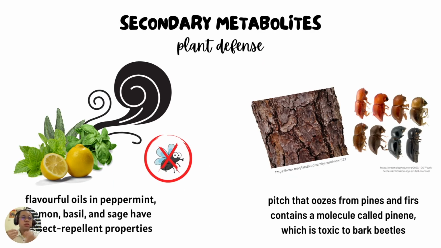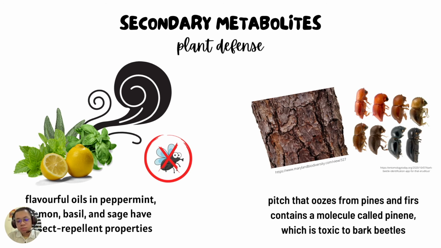Now, we have these secondary metabolites, or the plant defense. These are very interesting because it's like a superpower of the plants. So we have these flavorful oils that are found in peppermint, lemon, basil, and sage. They have insect repellent properties. Their aroma is considered an insect repellent.